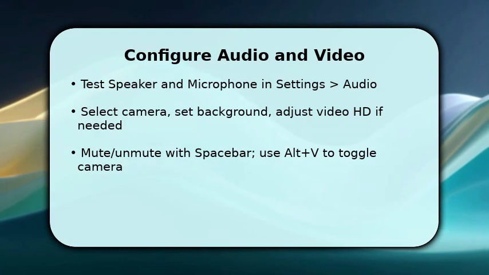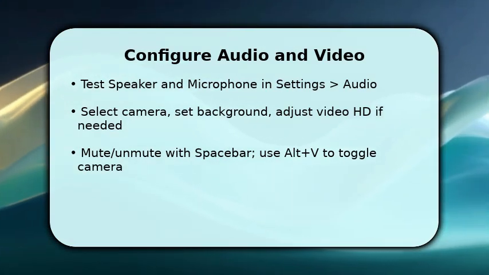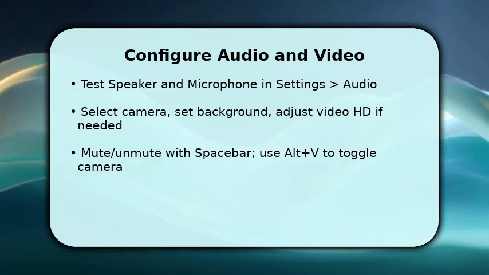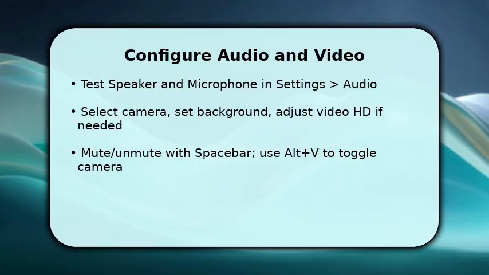Open Settings and run the speaker and microphone test. Choose the device that plays clear sound and shows a steady input level. Once satisfied, check video settings, pick your camera, and enable background blur or virtual background if needed.